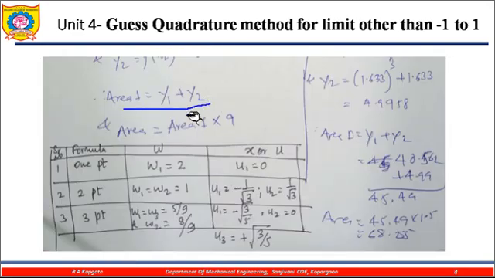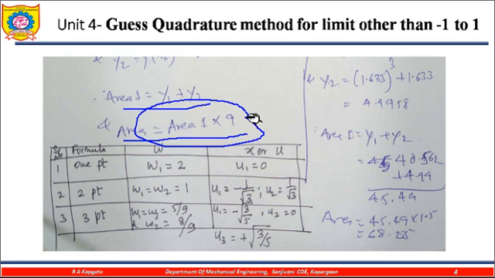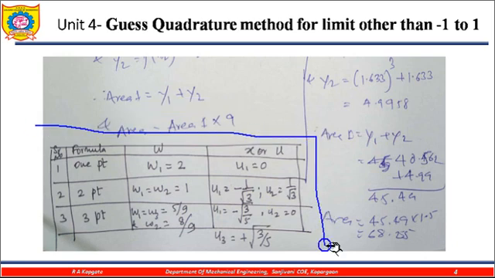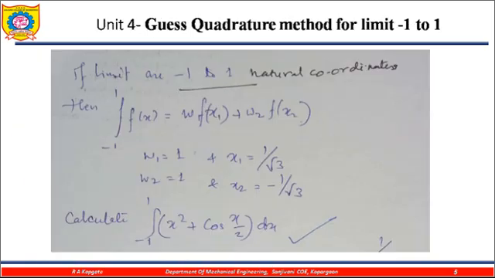Once you have found x1 and x2, then find out the area. Find out area 1. Area 1 is equal to y1 plus y2, and the final area is equal to this multiplied by a. So this is the methodology to solve the problem when your limits are not -1 to 1. When the limits are -1 to 1, we need to use these parameters. Later on, in the next slide, we are focusing on that.